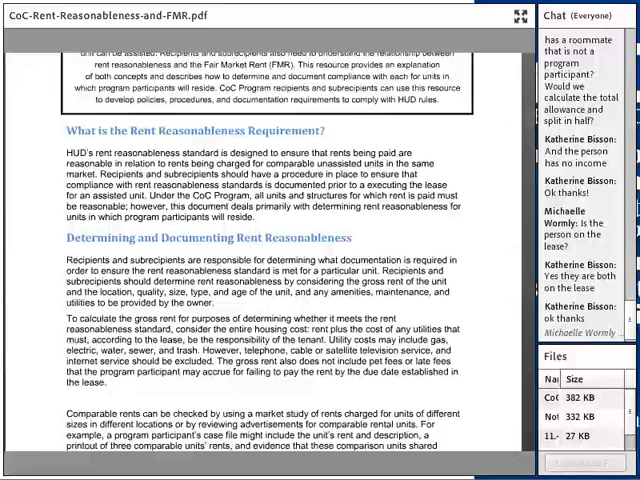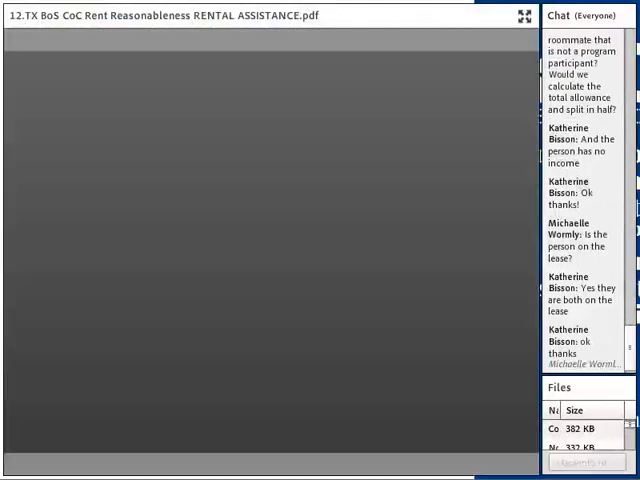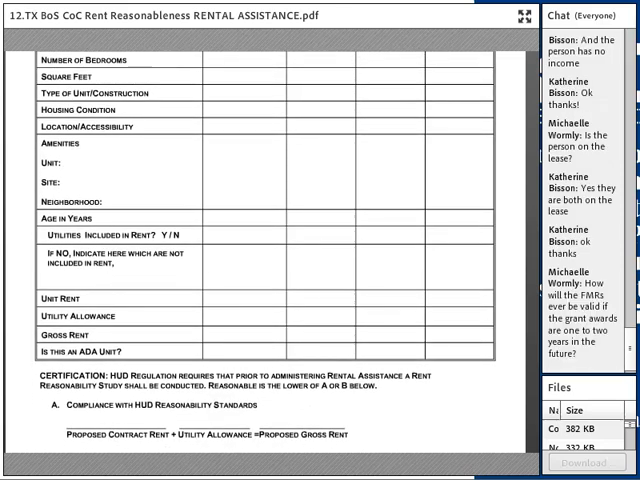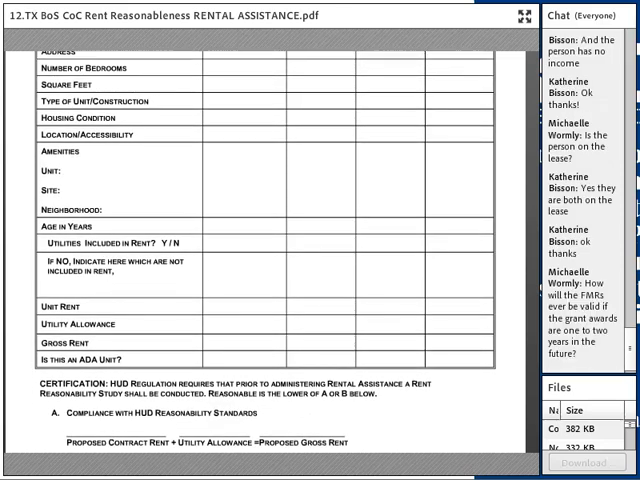So why am I talking about this right now? Because you're going to use that utility allowance here on the rent reasonableness checklist where you're making that determination, to determine whether or not the proposed unit that you're looking at, or that your participant is looking at, is reasonable in comparison to other units in the community.